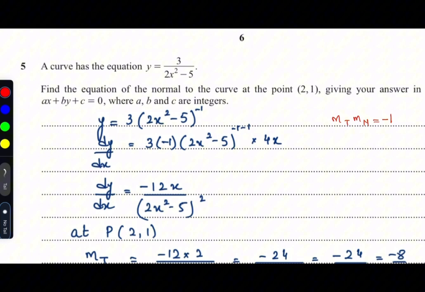So my gradient here is going to be 3 times the power -1, and (2x square minus 5) to the power -1, add a -1 to it, and then the differential of the function 2x square minus 5, which is 4x. So this can be equal to, I should say, 3 times 4, which is 12. So it's a negative 12x here.